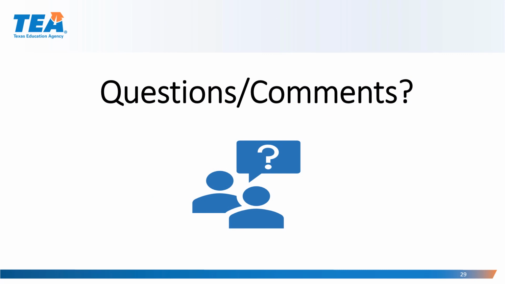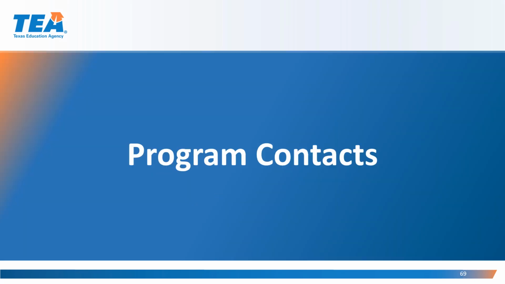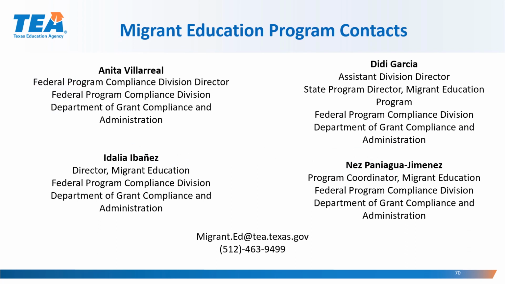If you have any questions, feel free to contact us at the Migrant Education Program at TEA. Our contact information can be found on the next slide. Here's the contact information for the Migrant Education Program at TEA. If you have any questions or concerns, please reach out to us either via email at migrant.ed@tea.texas.gov or at 512-463-9499.